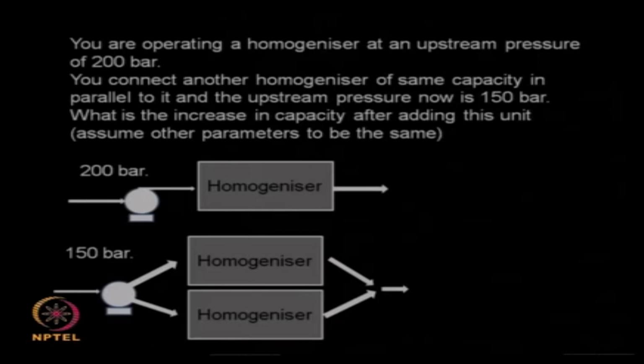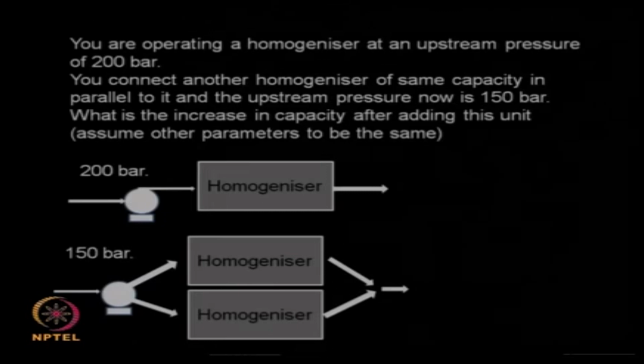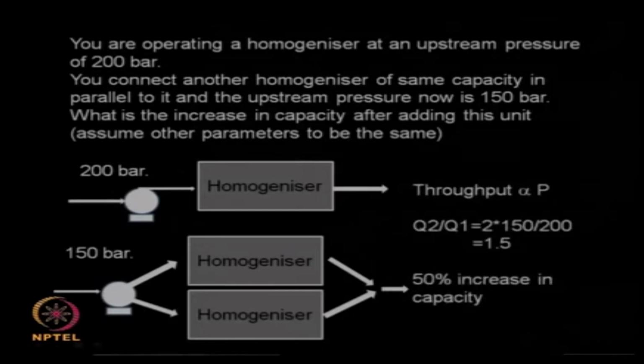So what is the most important thing? Capacity is directly proportional to pressure, correct. Here it is 200 bar, here it is 150 bar, but here you have two homogenizers of the same capacity. So what will be the increased capacity after I put in an extra homogenizer of the same type in parallel? Q is directly proportional to pressure. When I have two homogenizers I have to multiply by 2, but the pressure has gone down from 200 to 150. Throughput is directly proportional to pressure, agreed.